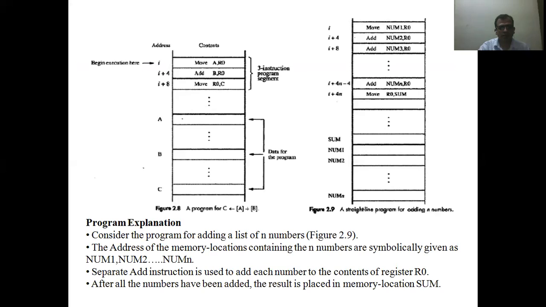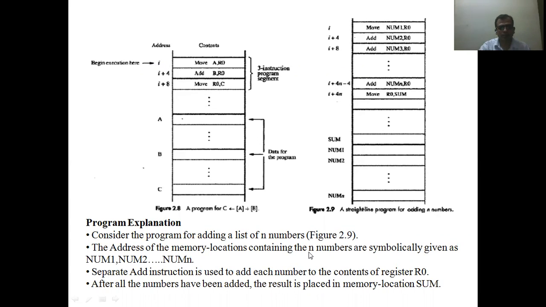So let us take an example of how the two variables, the operands A and B, are added and moved to C. So here is an example of how the data can be added. Consider the program for adding a list of n numbers. The addresses of the memory locations containing the n numbers are symbolically given as NUM1 and NUM2. So the first number is located at the location I and the second number is located at the location I plus 4. Like this, the location address will keep increasing.